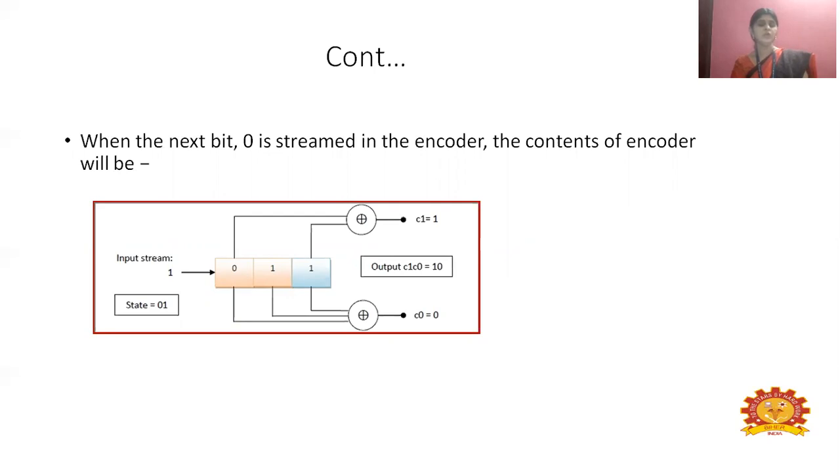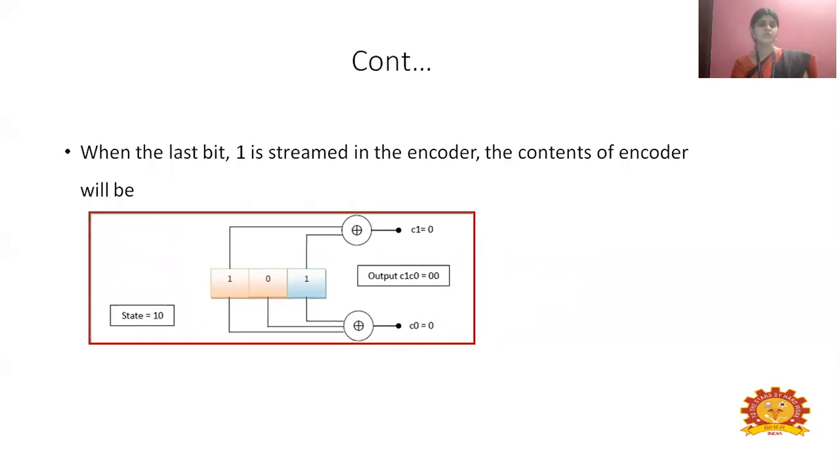And the inputs to the modulo 2 adder at the lower side are 0, 1, 1. Now the output will be C0 equal to 0. So the encoder output will be C1, C0, which is equal to 1, 0. Now if the next bit 0 is streamed into the encoder, the state is changed to 0, 1. The output is 1, 0.